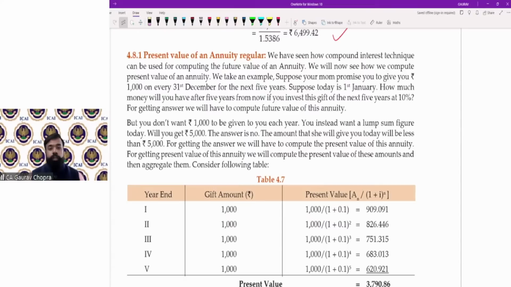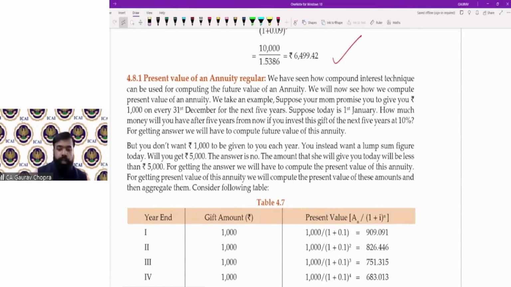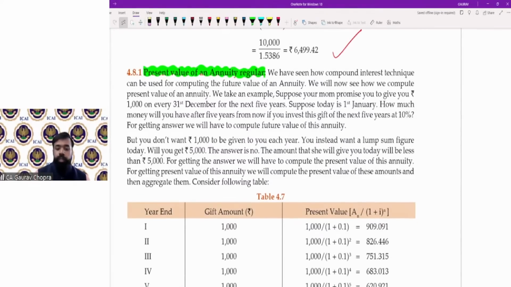Now, the next one. Now, if we introduce annuity with present value, अब जब दोनों साथ में आ जाते हैं, तो हमें क्या करना? So now we will understand this thing. Present value of annuity regular. So an example is given here that your mom promises you to give rupees 1,000 on every 31st December for next 5 years. तो अगले 5 सालों तक आपको पॉकेट मनी मिलने वाली है. कब मिलेगी? 31st December को. That is end of the period. Period के end में मिलेगा.